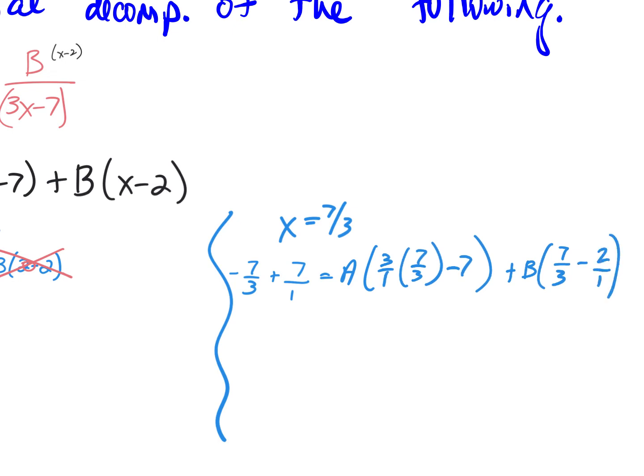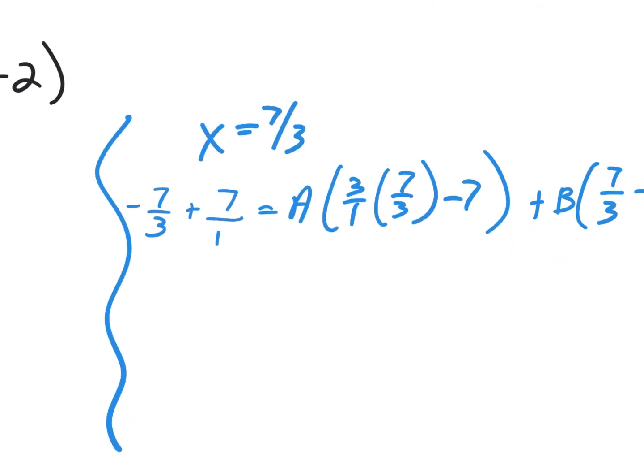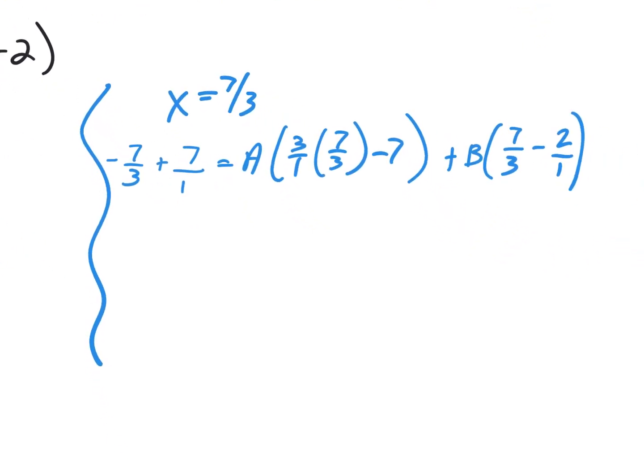Questions on how I set anything up? Now again, this is very basic, simple math, guys. I have 3 as a denominator. If I wanted to change 7 over 1 to thirds, I'd multiply the bottom by 3, right? What you do to the bottom, you do where? To the top. So 7 times 3 is 21. Negative 7 plus 21 is 14 over 3.